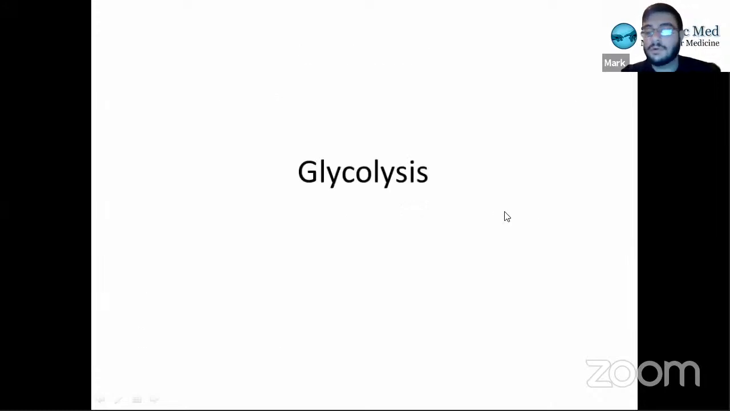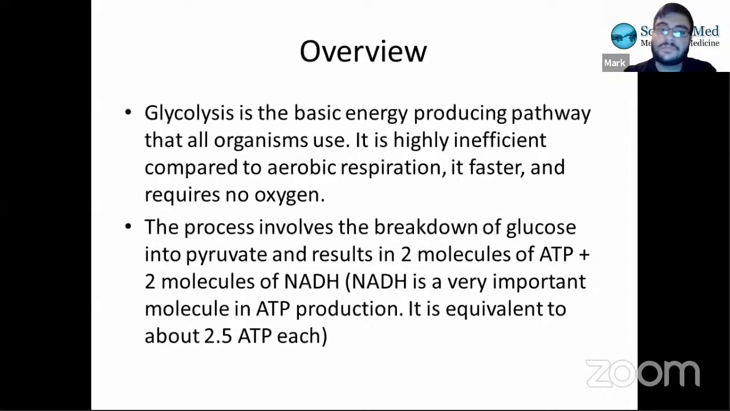So the next topic I want to go over is glycolysis. This is where we're going to begin actual metabolism of carbohydrates, how our body uses carbohydrates to get energy. Glycolysis is the first step, and it's also the step that every living organism uses. It's a basic energy producing pathway that all organisms use, from bacteria, plants, humans, everybody.